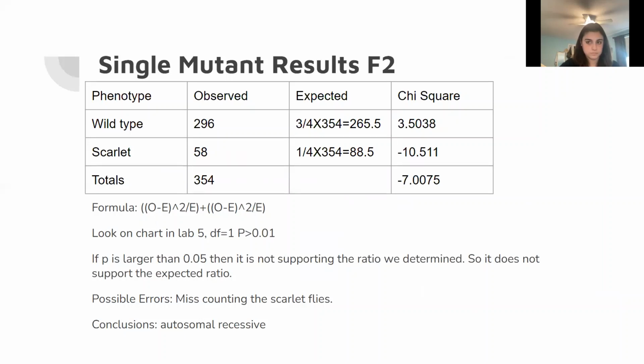The next step was to take the 7.01 number, which we got by adding the 2 chi-square analysis numbers together, and look at the chart in lab 5 to find how the number stacks up with a degree of freedom of 1. The p-value is larger than 0.05, so it's found that our data does not support the expected ratio. For the possible errors, we think we probably miscounted some of the flies. The number of wild type flies is still much larger than the number of scarlet flies, so we still determined that the scarlet mutation is an autosomal recessive trait.